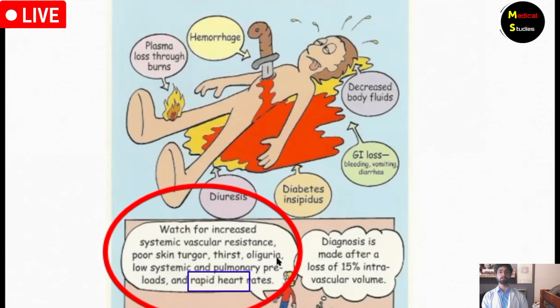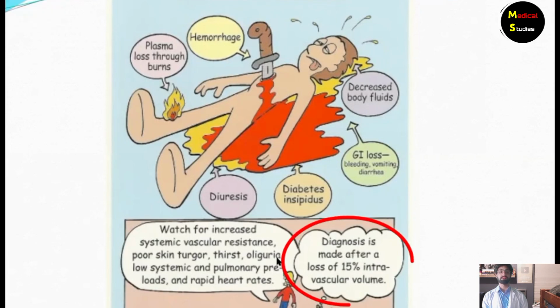Heart rate is always fast and the volume of pulse rate is low. Next, diagnosis is made after a loss of 15% intravascular volume. Okay, let's move on. Next, we are talking about the signs and symptoms of hypovolemic shock.